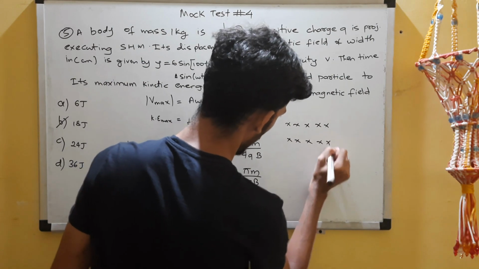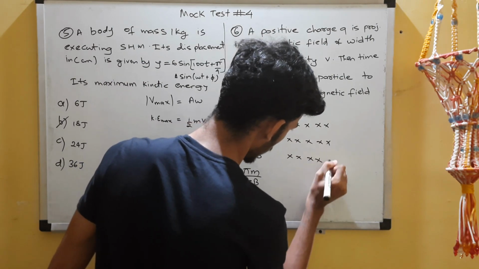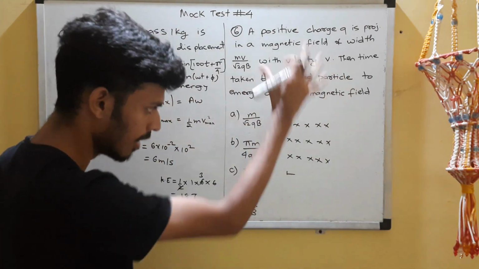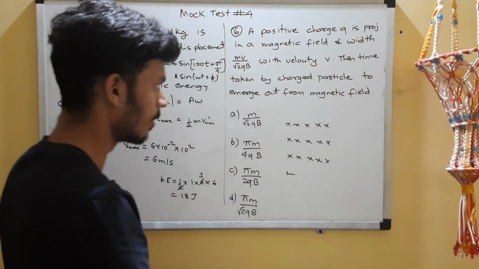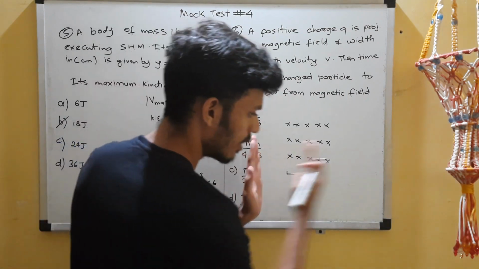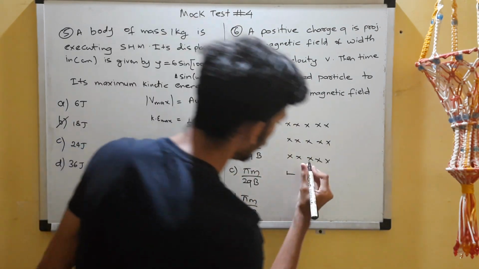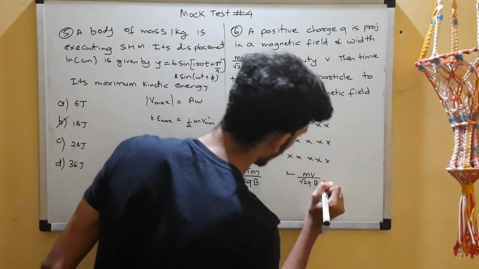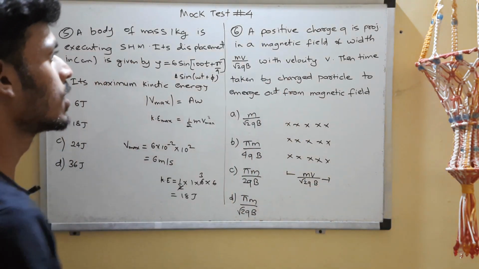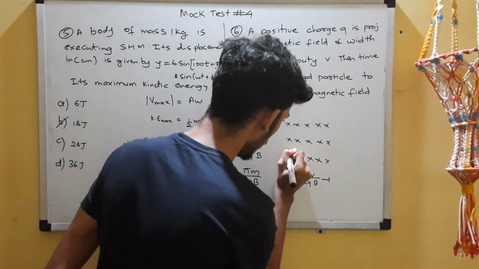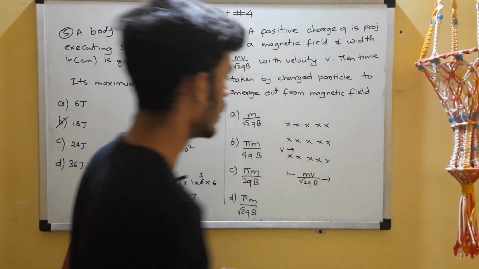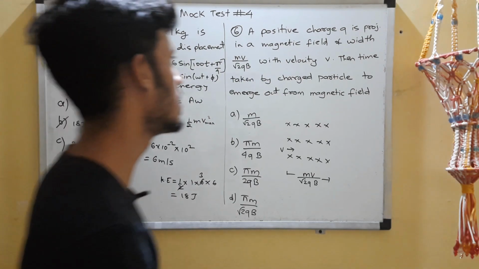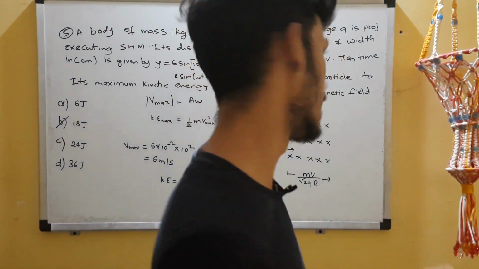So we have a magnetic field in this region, and this is the width from here to here. This way it extends infinitely along this direction, but here the width is just mv by root 2 qB. We have a positive charge q which is projected with a velocity v in this magnetic field. You are supposed to tell what is the time spent by this charge in the magnetic field.